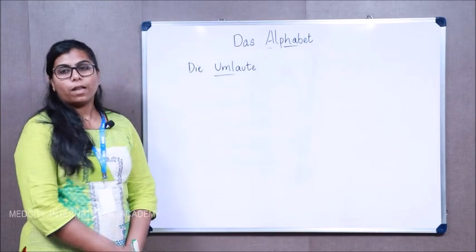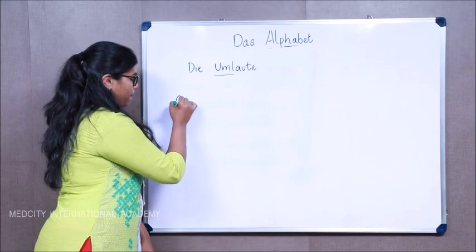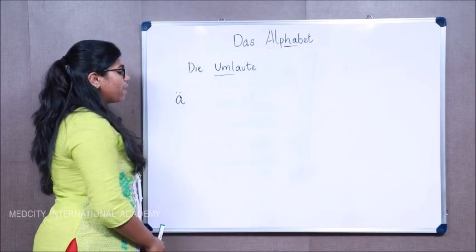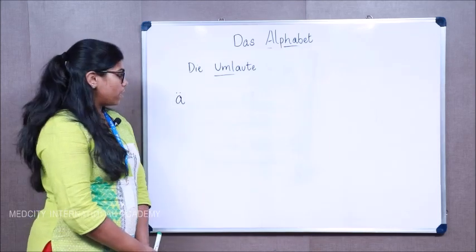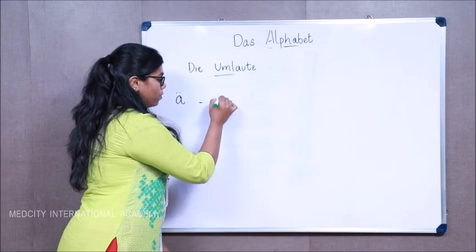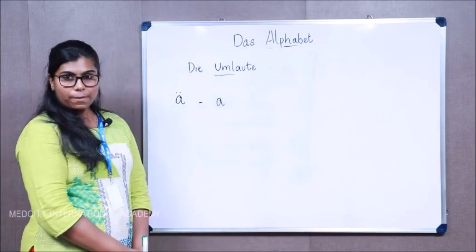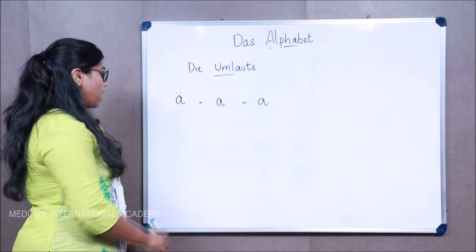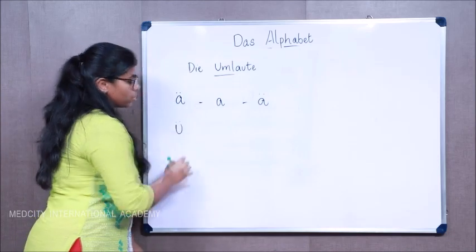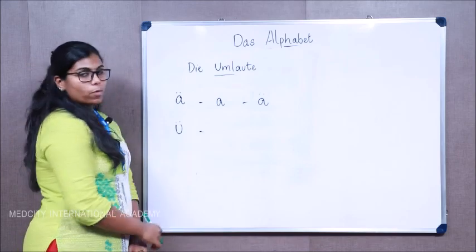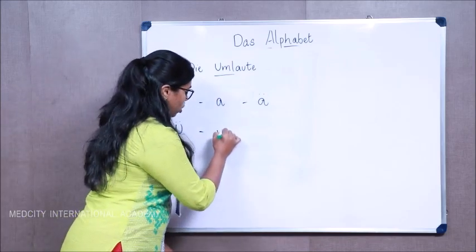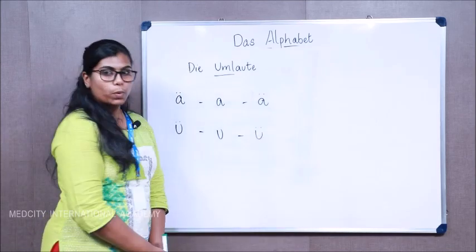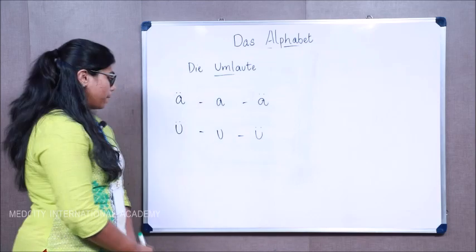In German, there are three more characters other than these main 26 alphabets. They are called die Umlaute. The first one is A. We are adding two extra dots above the A. Without umlaut, we pronounce it as A, and with umlaut, we pronounce it as Ä. Then next is U. Without umlaut, we pronounce it as U, and with umlaut, it changes into Ü.